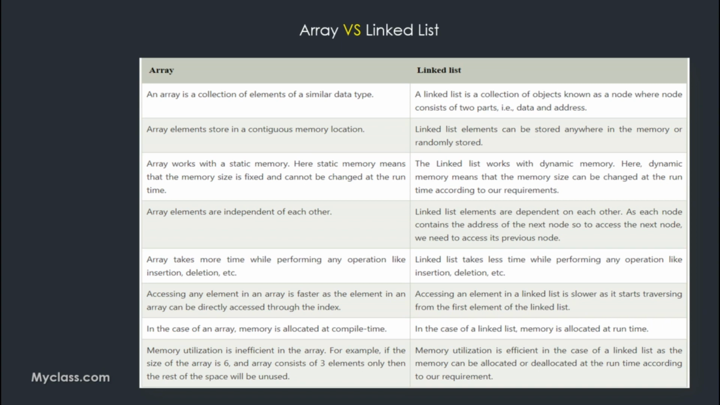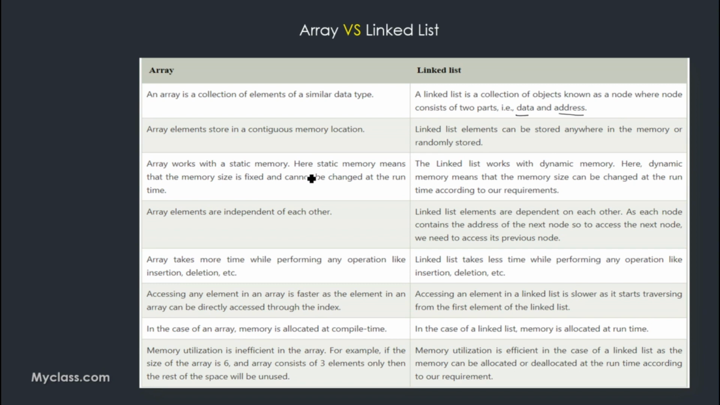Now we are going to array versus linked list. An array is a collection of elements of similar data types. We have already discussed it. A linked list is a collection of objects known as nodes, where each node contains 2 parts, a data part and the address part. Array elements are stored in contiguous memory locations. Linked list elements can be stored anywhere in memory, or randomly stored.